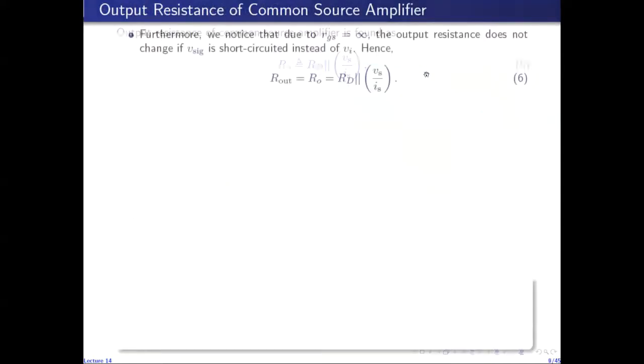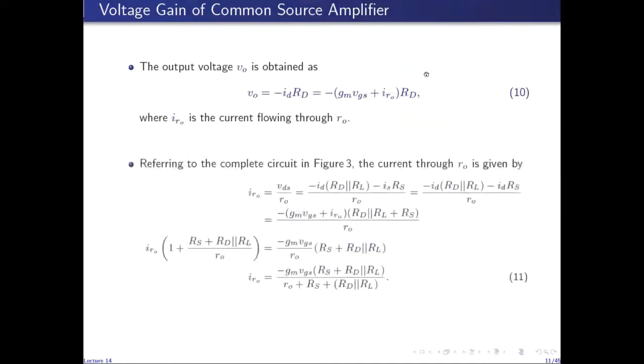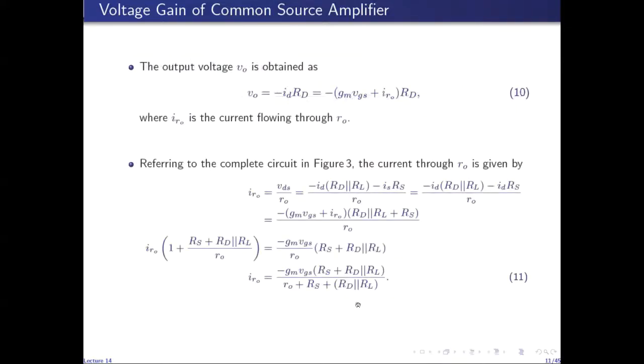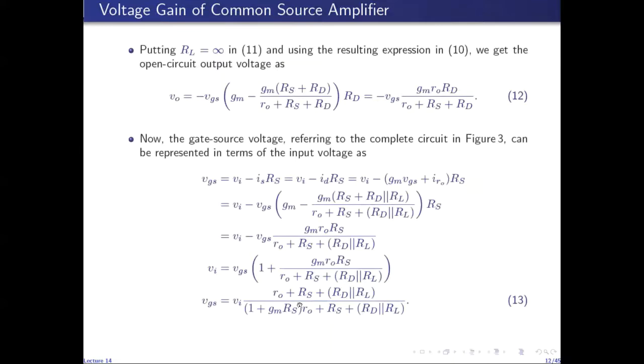So let's use these expressions again to find VGS. Like I said, VGS is VI minus ISRS, IS is ID, ID is as before GM VGS plus IR naught. IR naught is the current flowing through R naught, which is given by this expression for the total complete AC equivalent circuit. So we put it here, take VGS out common, simplify, take this term with VGS onto the other side, simplify, and we get VGS in terms of VI. So this is the expression for the small signal gate to source voltage for the complete AC equivalent circuit in which we have RL connected.